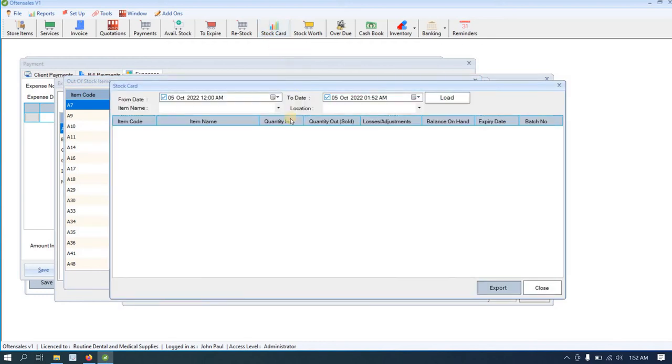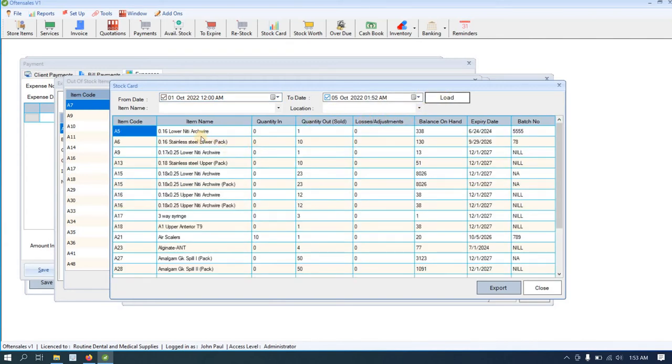And stock card will basically just show you opening stock and your quantity in, your sold quantities, adjustments. It's basically a stock report. So once you load it, it will show that between this period, for this item you've not bought, but you sold one, you've not lost any. So your balance at hand is this.